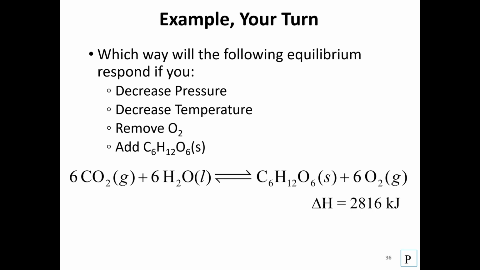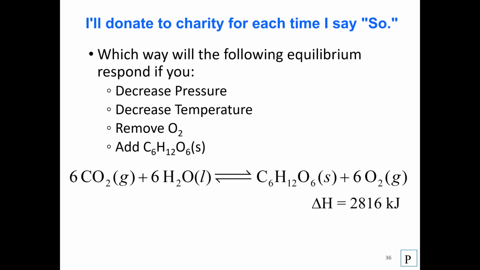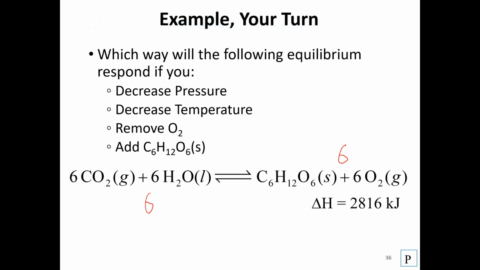All right. As I kind of hinted at a second ago, there might be a couple tricks in here, so hopefully you were looking for them. All right, so decrease pressure. We're going to count our moles of gas. We've got 6 on the left, and we've got 6 on the right. So there's no way this equilibrium can really shift to change the pressure. So let's go put a big X here. No appreciable change.